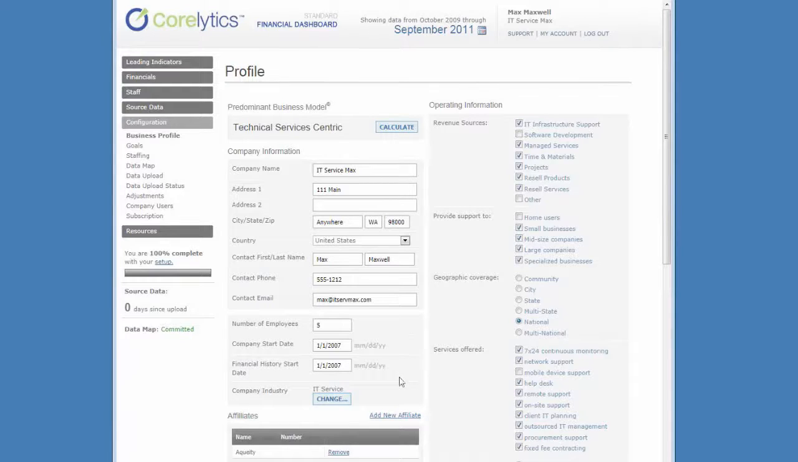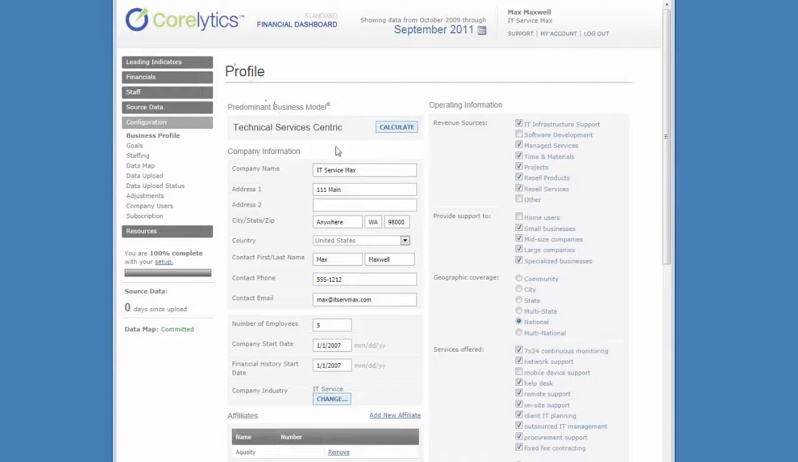And then financial history start date. If sometime within the last 3 years you've made a substantial change to your organization and you'd like to not include old information, say you sold off a big chunk of business or made a big change 18 months ago, for example, you set that financial history start date, and when your data is loaded, Corelytics will only pay attention to information after that date.